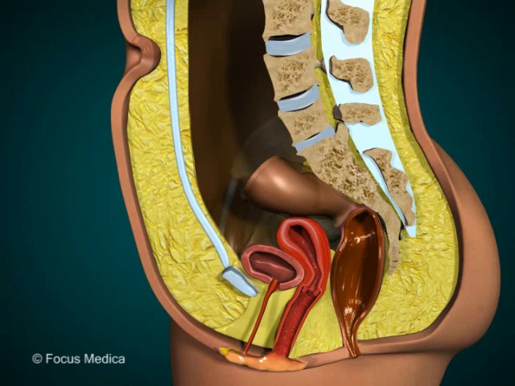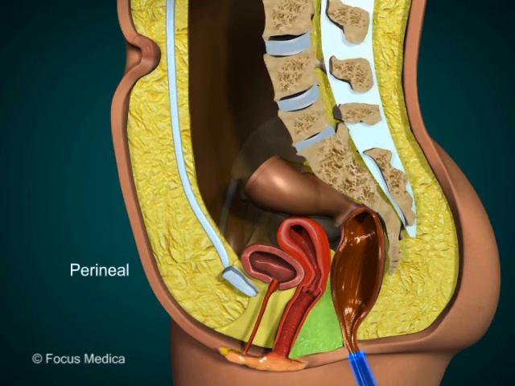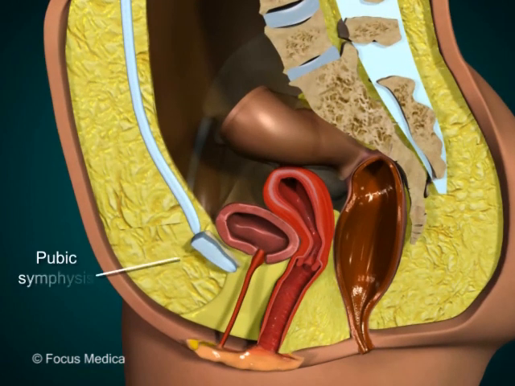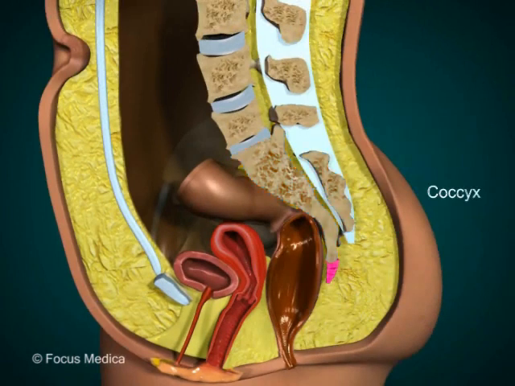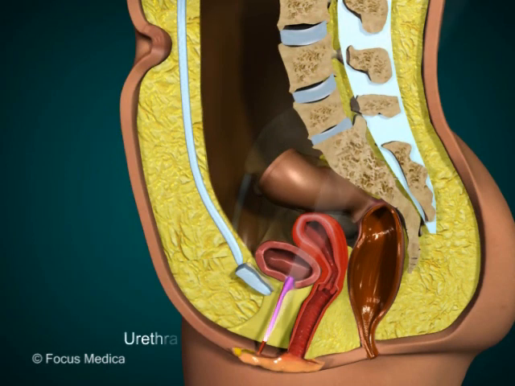The sagittal section of the female pelvis shows the pelvic viscera in situ, the adjacent bones, the perineal and anal regions. The pubic symphysis and the sacrum with coccyx can be appreciated in front and behind. The urinary bladder is immediately behind the pubic symphysis. The urethra runs downwards from this organ to the anterior apex of the perineum.